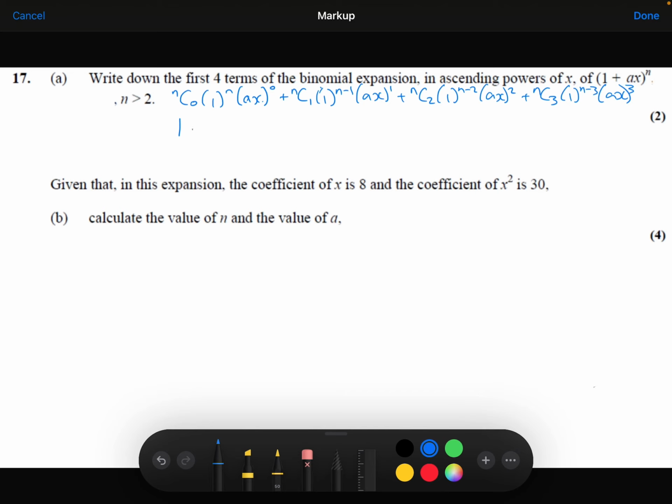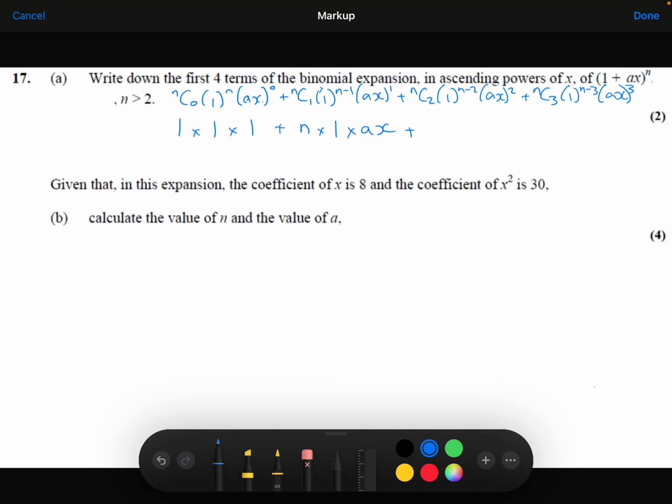nC0 I know is 1, 1 to the power n is 1, and (ax) to the power 0 is 1. nC1, I know that is always n. 1 to the power anything is going to be 1, and (ax) to the power 1 is just ax.